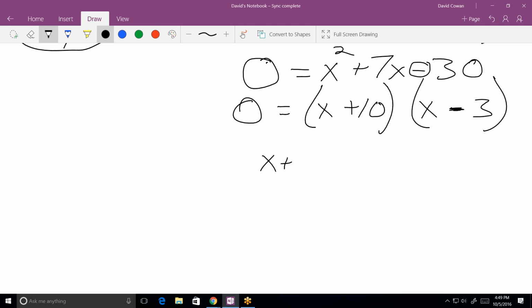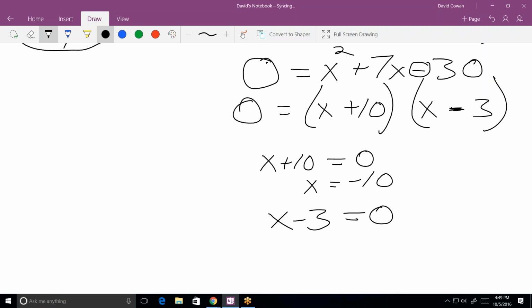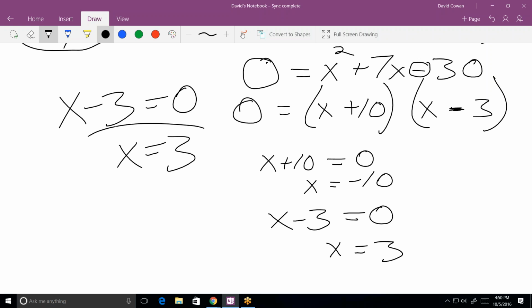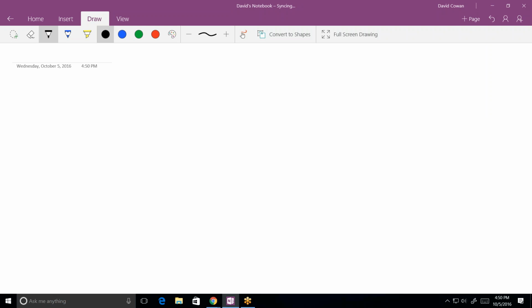So if x plus 10 equals 0, or x minus 3 equals 0, now solve each one of those. So what are my two solutions? Negative 10, and then one of them is positive 3. Yeah. And when you have quadratics, you expect two solutions. Most quadratics will have two solutions. Cubics will have 3 solutions. Quartics will have 4 solutions. Linear has 1 solution. If I have x minus 3 equals 0, then x equals 3. One solution only. So when you have a quadratic, always look for 2 solutions.